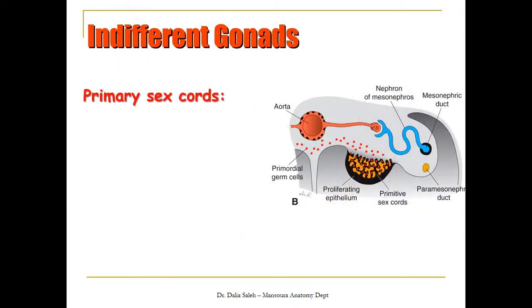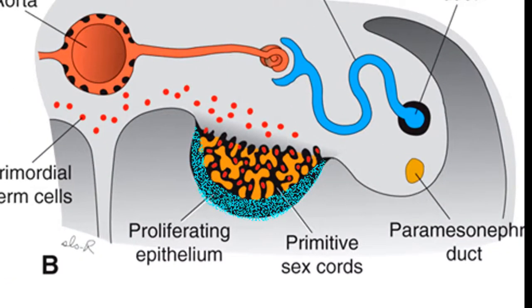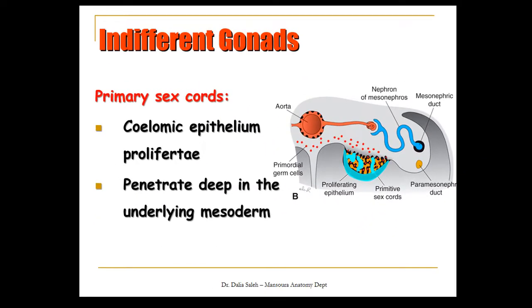Upon arrival of the primordial germ cells to the genital ridge, the primary sex cords are formed. What happens is that the coelomic epithelial cells proliferate again and condense, and then they penetrate deep into the underlying mesoderm, thus forming what is called the primary sex cords.